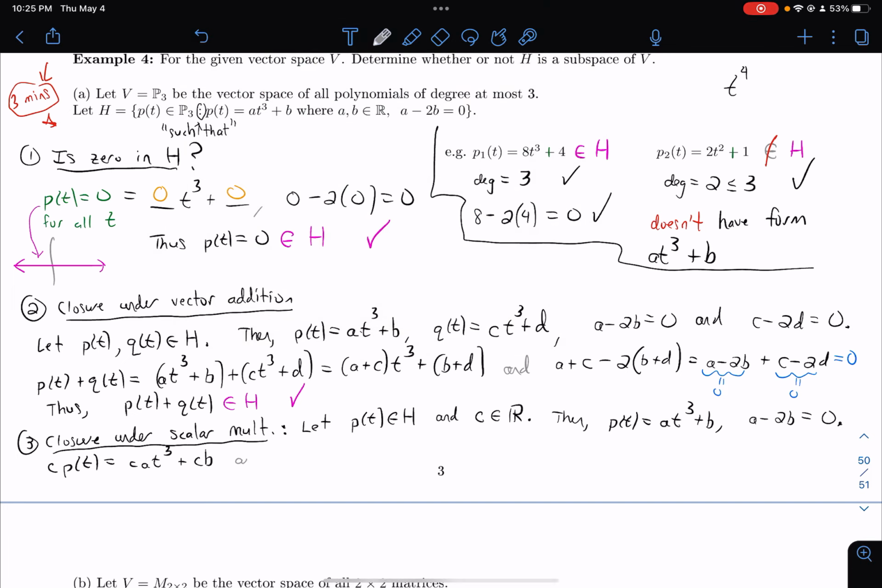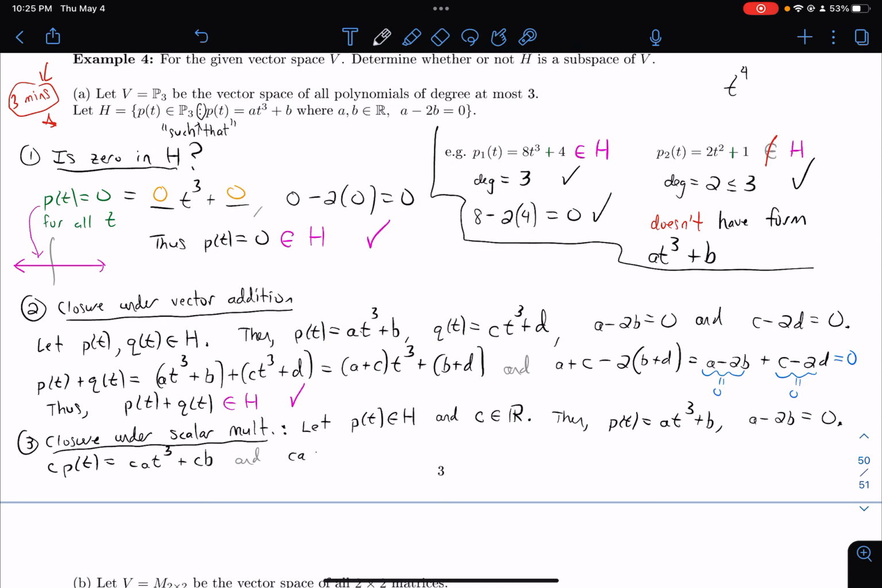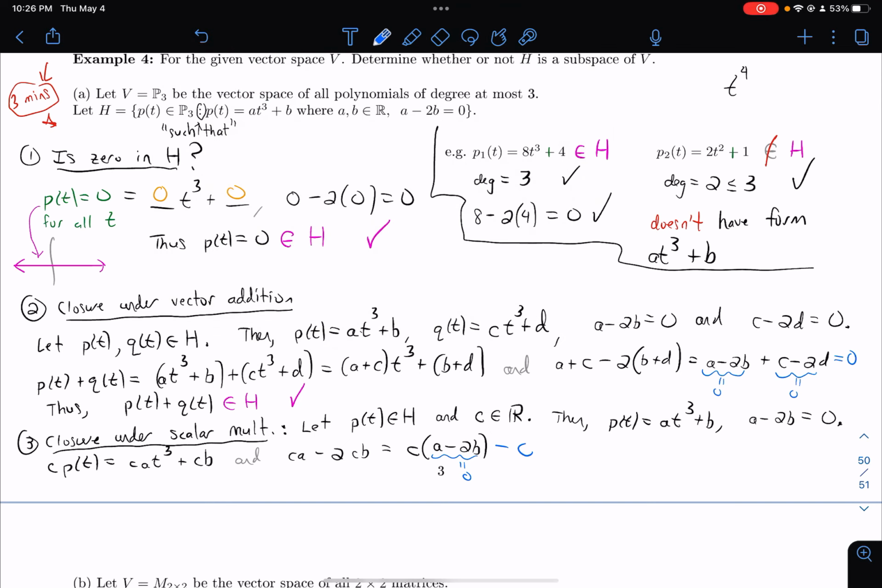Let's check it. I take the first coefficient, which is ca, and then I do minus 2 times the second coefficient, which is cb, and I'm hoping that will be equal to 0. Well, I can factor a c out of each of these terms: c factored out, and then a minus 2b. But we know what a minus 2b is. That was 0. So c times 0 is 0. Awesome. So these coefficients, ca and cb, do satisfy this condition.